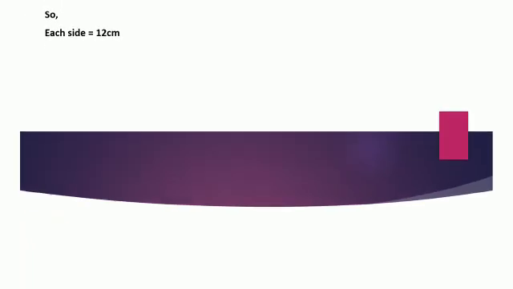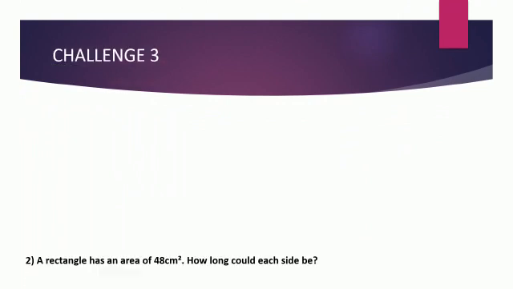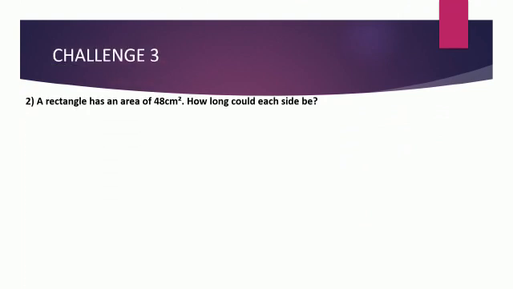Now move to challenge 3 part 2. A rectangle has an area of 48 centimeter square. How long could each side be? Now we are going to discuss the area of a rectangle. It is given 48 centimeter square. You have to find out the length of each side. So first you will write the given information, and the given information is area of rectangle. In the solution you will write area of rectangle is equal to 48 centimeters square.